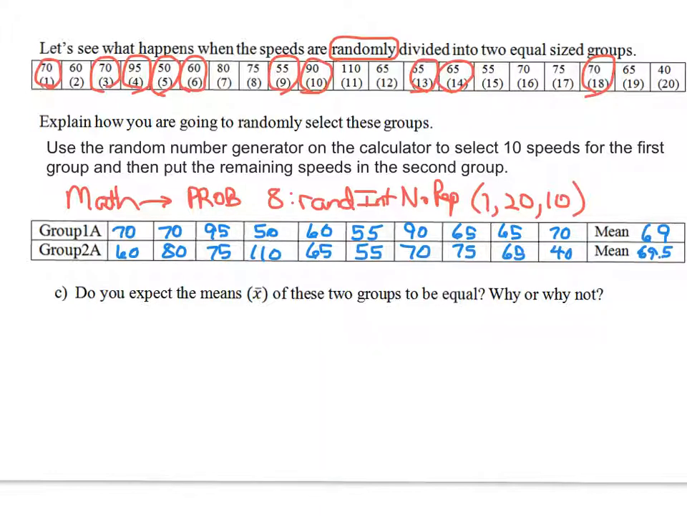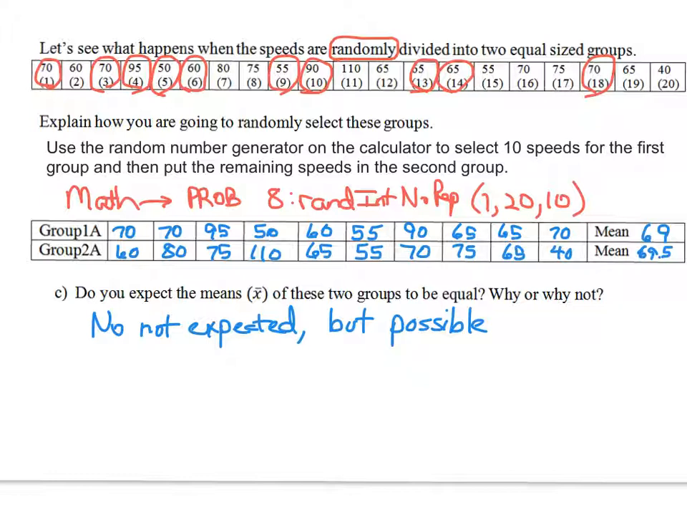So question C says, do you expect the means of these two groups to be equal, why or why not? Well, I'm not going to expect these means to be equal to each other. Of course, it's always possible, but I'm going to say no, it's not expected because I can have any random group of 10 of these speeds. But, of course, it is possible for the two groups to have the same mean.